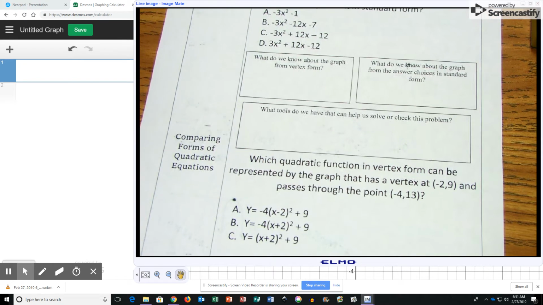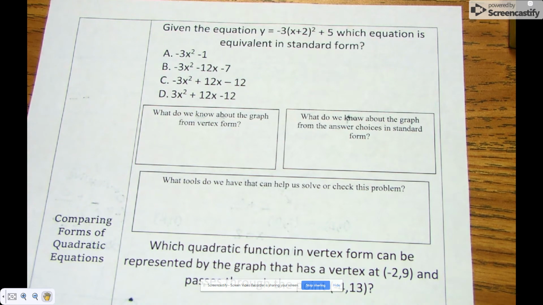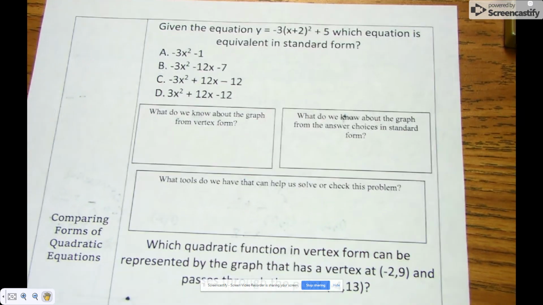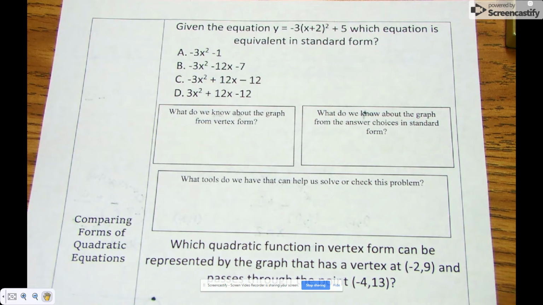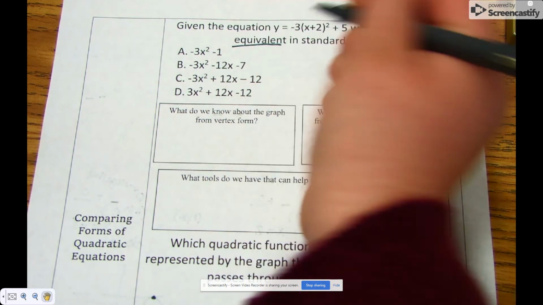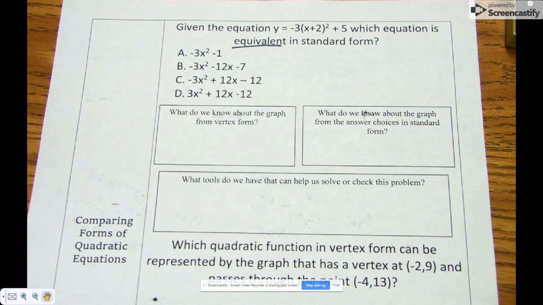Okay, so the last thing I want to look at is the back page. The first question says, given the equation y equals negative 3(x plus 2) squared plus 5, which equation is equivalent in standard form? All right, so it gives us some answer choices. And I know you're probably thinking this. Okay, it says equivalent. That normally means use Desmos, and we're going to use Desmos here in a second.